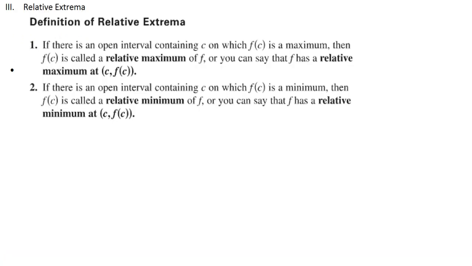Now, in contrast to absolute extrema, we also have the concept of relative extrema. This says if there is an open interval containing c on which f of c is a maximum, then f of c is called a relative maximum of f, or you can say that f has a relative maximum at the point (c, f(c)). And if there's an open interval containing c on which f of c is a minimum, then f of c is called a relative minimum of f, or you can say that f has a relative minimum at (c, f(c)).